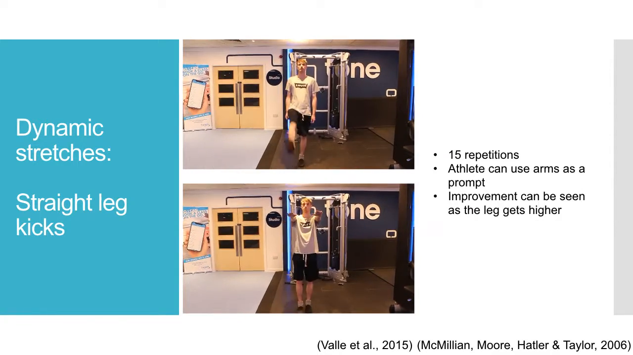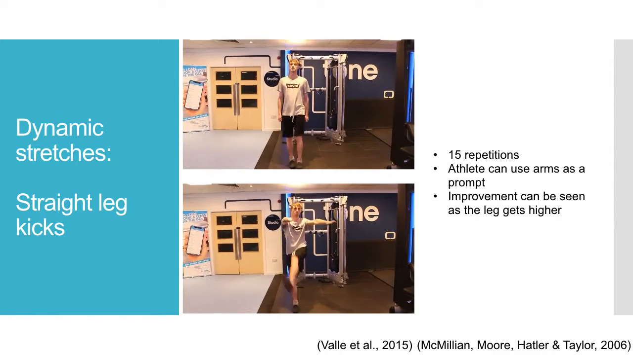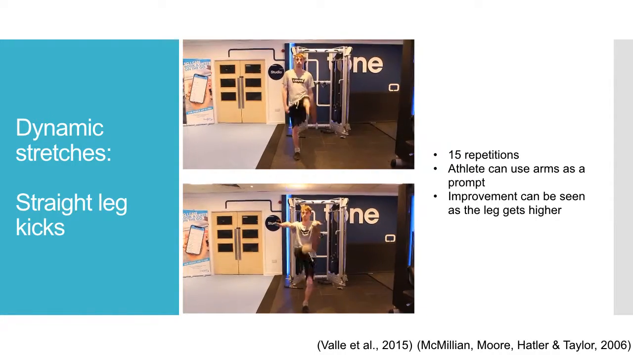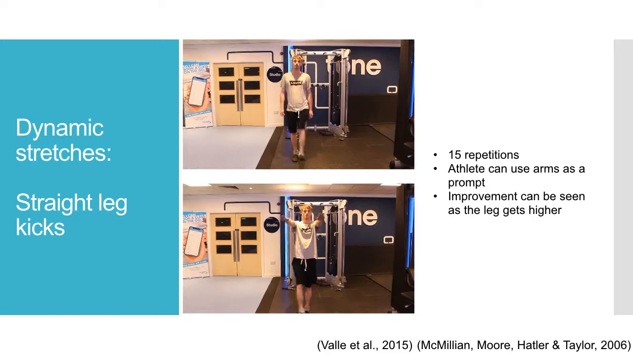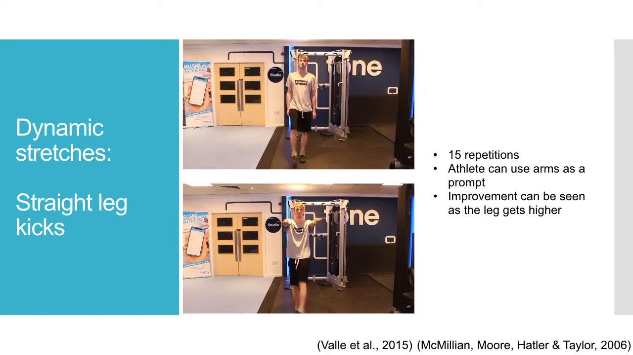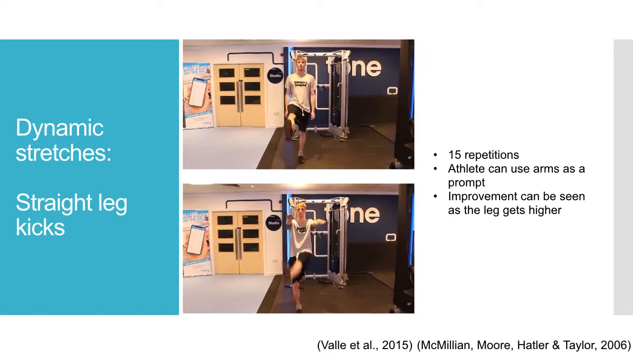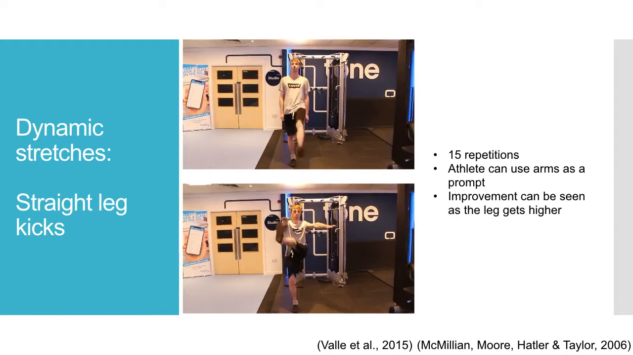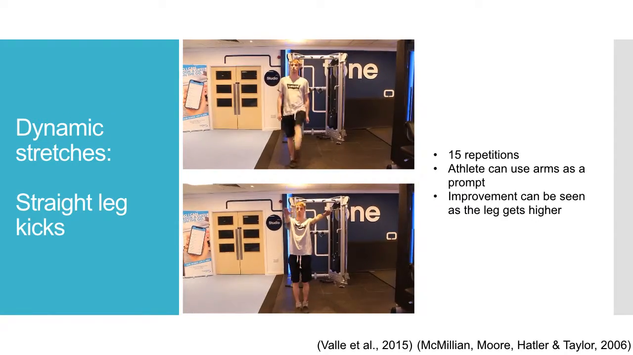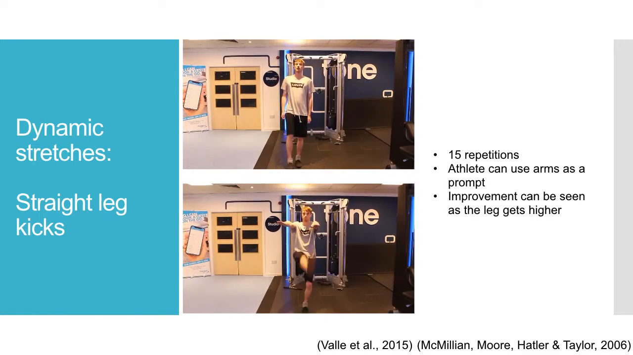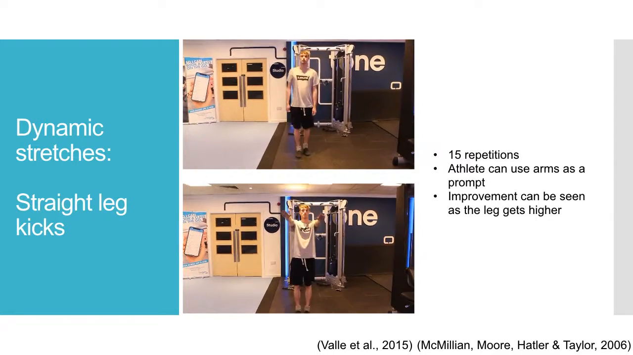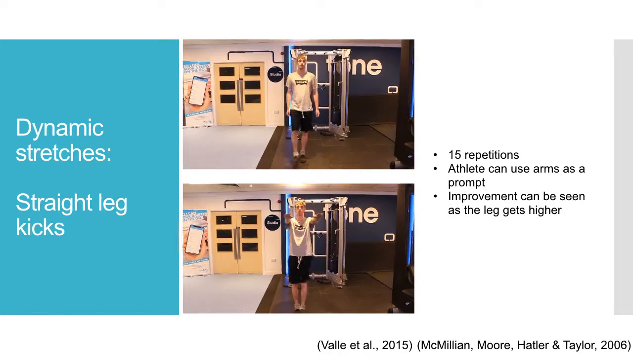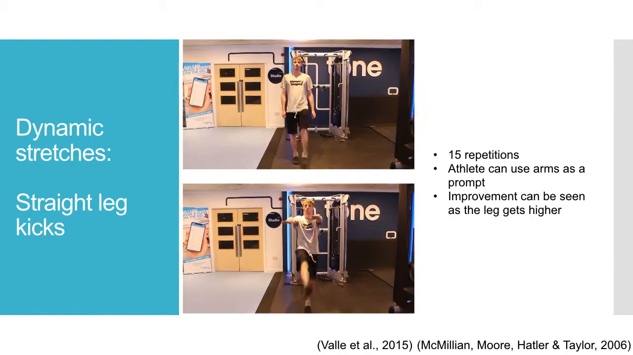Dynamic warm-ups have been shown to improve power and agility measures compared to that of static stretching, which has been said to reduce muscle contractility as shown in literature by Macmillan and colleagues, 2006. This is why I've chosen to do straight leg kicks and floor sweeps. The athlete should aim to do at least 15 repetitions. They can do more if they feel like the area is still tight and restricted.